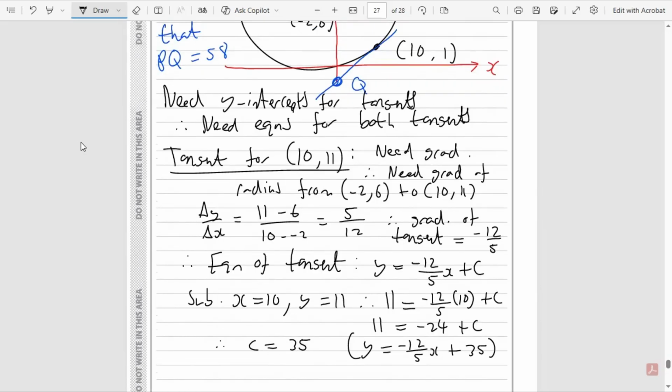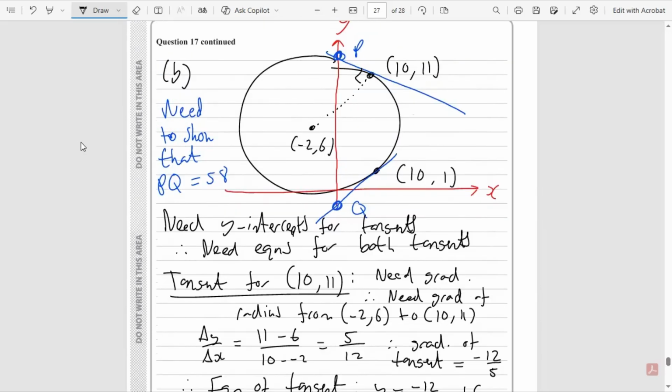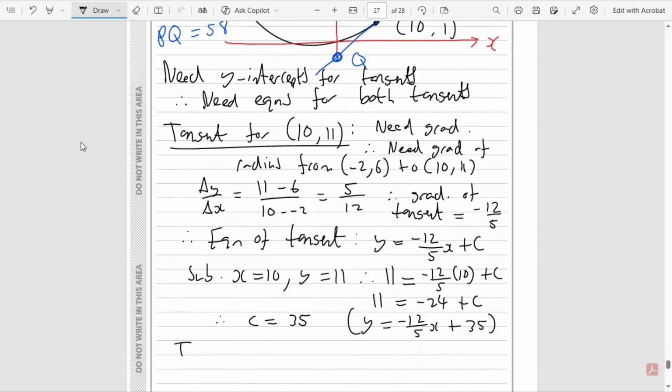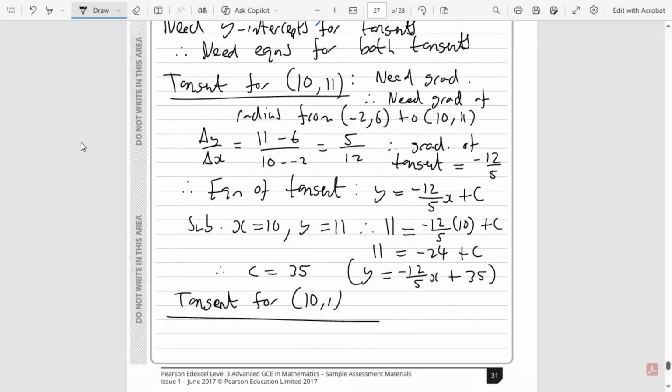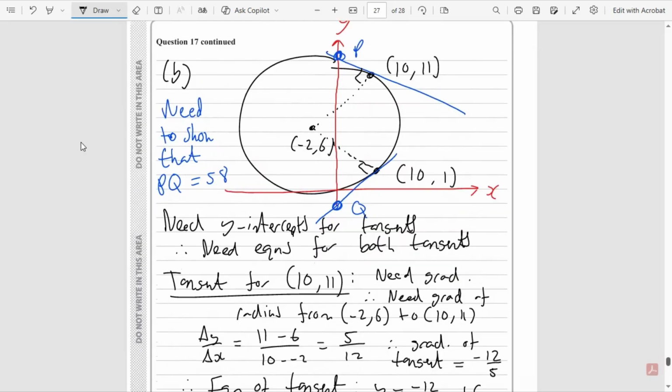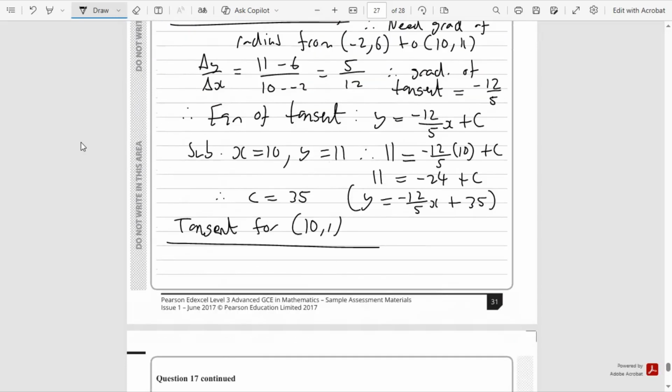Great, now let's do the same for the tangent at (10, 1), the bottom tangent in the diagram. It's really the same process. We work out the gradient of the radius, which is perpendicular to the tangent, take the negative reciprocal, and go from there. We'll do this a bit quicker because we know what to do now.